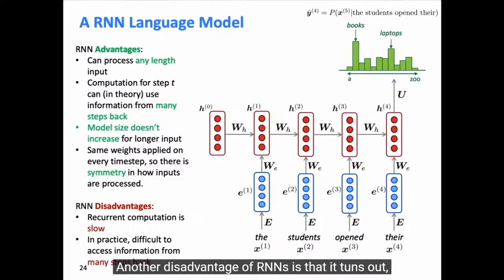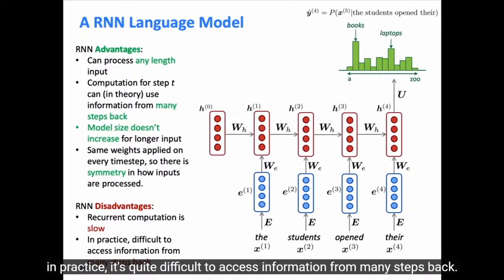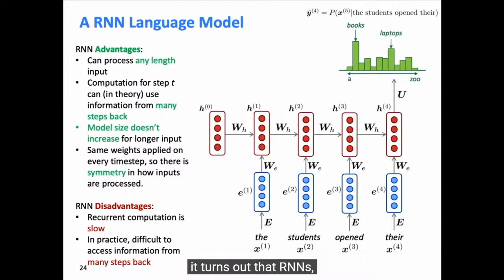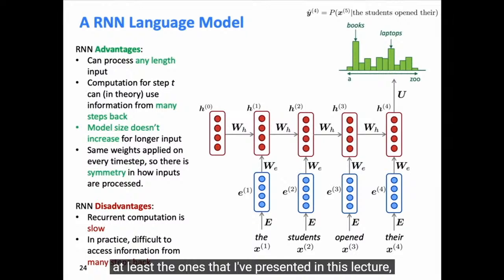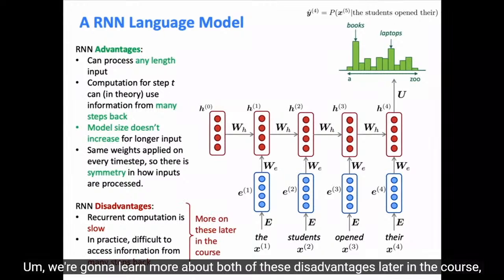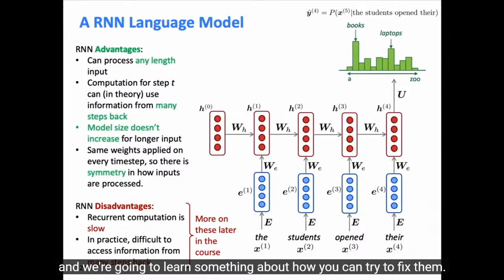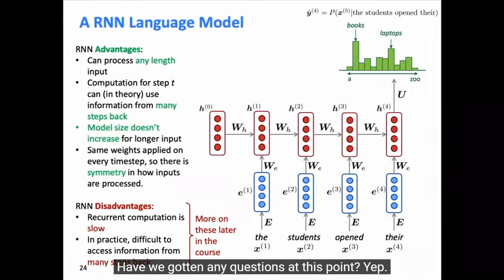Another disadvantage of RNNs is that in practice, it's quite difficult to access information from many steps back. So even though I said we should be able to remember the proctor and the clock and use that to predict exams, not books, it turns out that RNNs, at least the ones that I've presented in this lecture, are not as good at that as you would think. We're going to learn more about both of these disadvantages later in the course, and we're going to learn how you can try to fix them. Have we got any questions at this point?